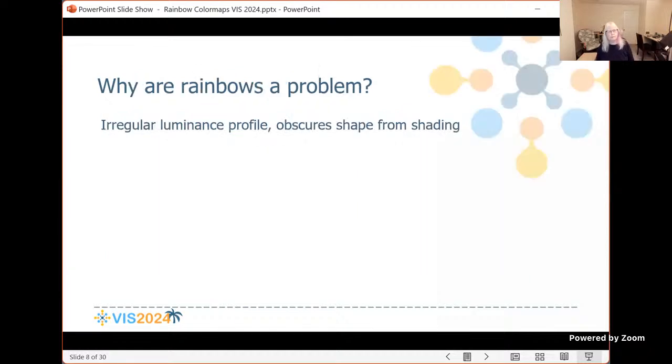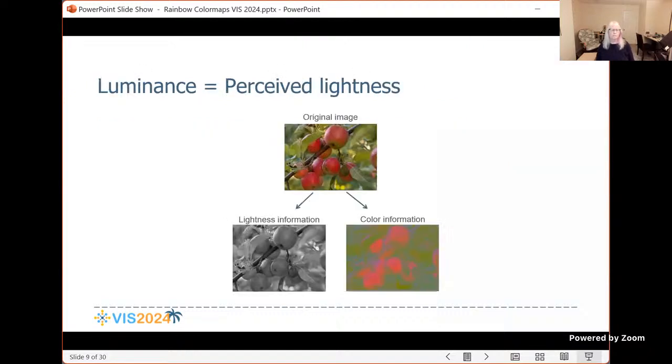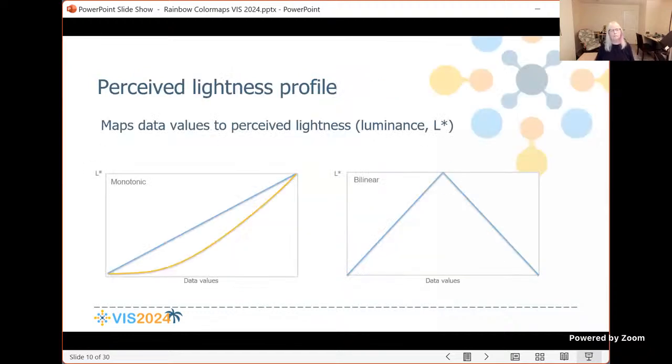So back to our problems. Irregular luminance profiles. Well, what do we mean by that? So what's luminance? Luminance is simply perceived lightness. And here's an image that I use in almost all my color talks. If you take a scene or a picture, you can split it into the lightness information and the color information. And all the interesting information is in the lightness channel. You can see the shape, you can see the contrast, you can see all the details. The color is just sort of a gloss over the top, and this is fundamental to vision. It's also why grayscale photography works.